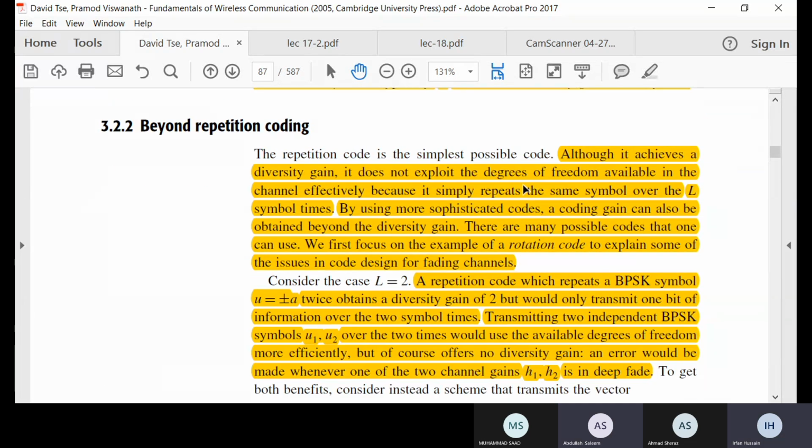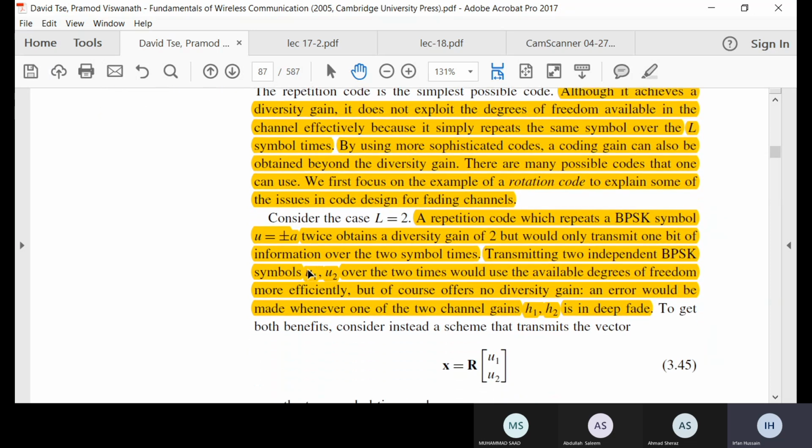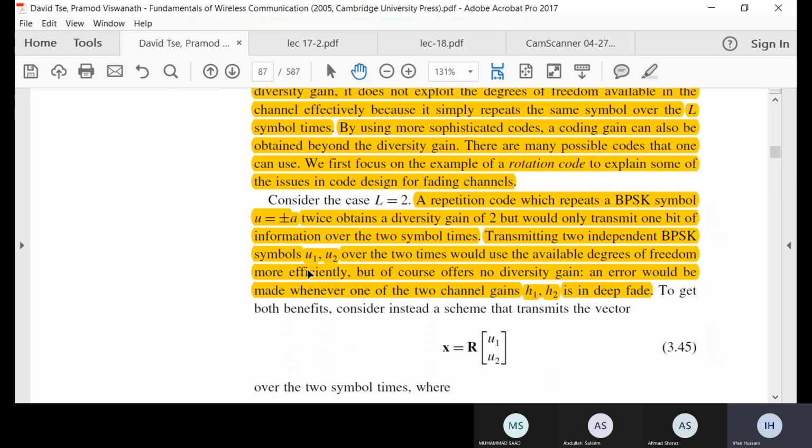So now we try to study sophisticated codes so we could get diversity gain as well as we could get better degrees of freedom. So we will see that by using codes you will be getting another gain that is called the coding gain, which is beyond the diversity gain. There are many types of codes, but we will first of all be considering rotational codes so that we could understand some of the issues of designing codes for the fading channels.